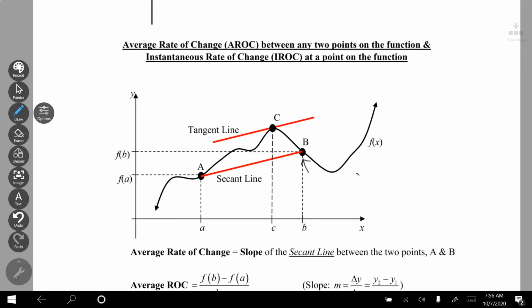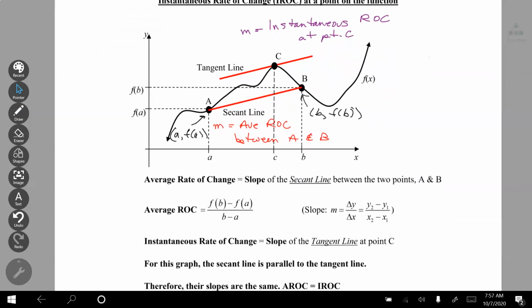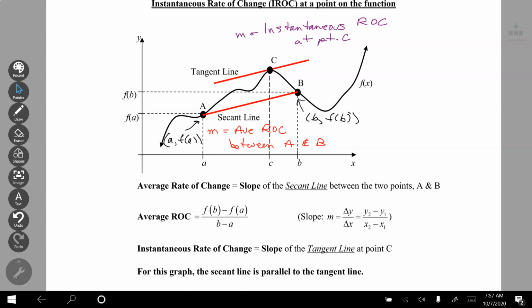So if we look at this other function, the secant line, this slope is the average rate of change between the points A and B, where this is point B comma f of B, and this is point A, f of A, as opposed to this slope here, which is the instantaneous rate of change just at this one point C. So a tangent line is an instantaneous rate of change, and a secant line is the average rate of change.